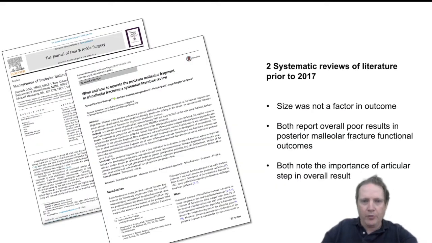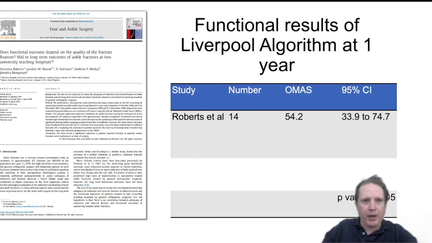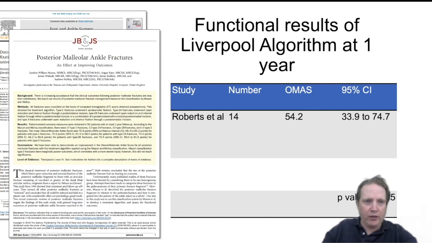I presented this in the webinar: there were 2 systematic reviews of the literature prior to 2017. Size was not a factor in the outcomes, but they did note the importance of articular step in the overall result. From our own paper published last year, the functional results for Liverpool over a 5-year period did show that our results were very poor if they had a posterior malleolar fracture. We have, however, improved these results in our repeat paper following the use of our algorithm, to an OMAS score equivalent to unimalleolar fractures.